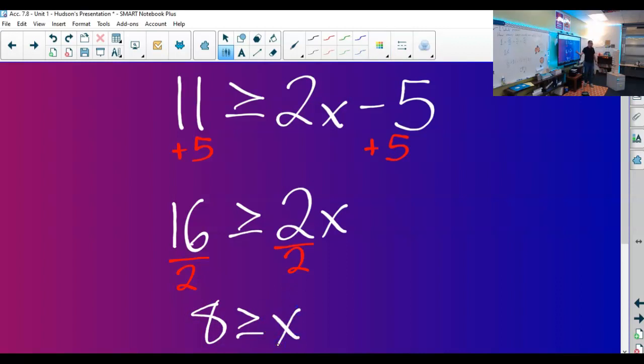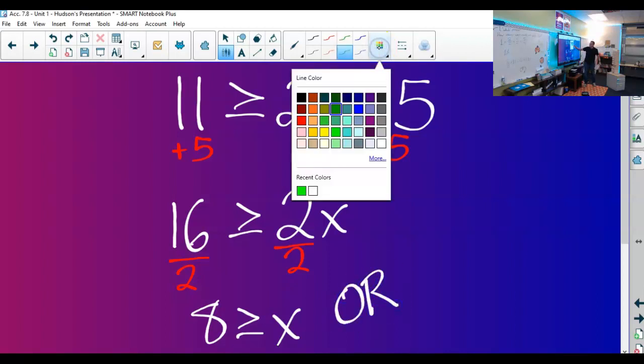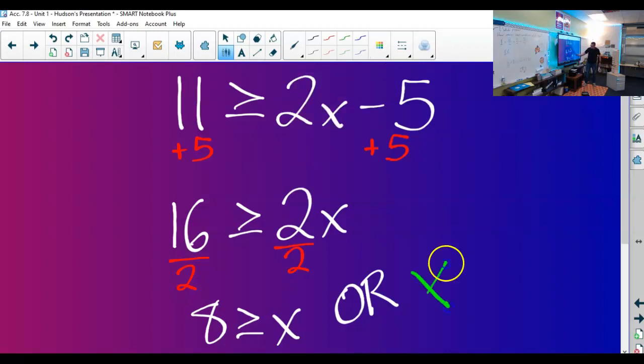Guys, if I pick this whole thing up and flip the whole thing around, I could also write this, and it's slightly better, since the variable comes first, x. Then what symbol would I use? Less than or equal to, because I'm picking it up and flipping the whole thing around. If 8 is greater than or equal to x, what that means is x is less than or equal to 8.